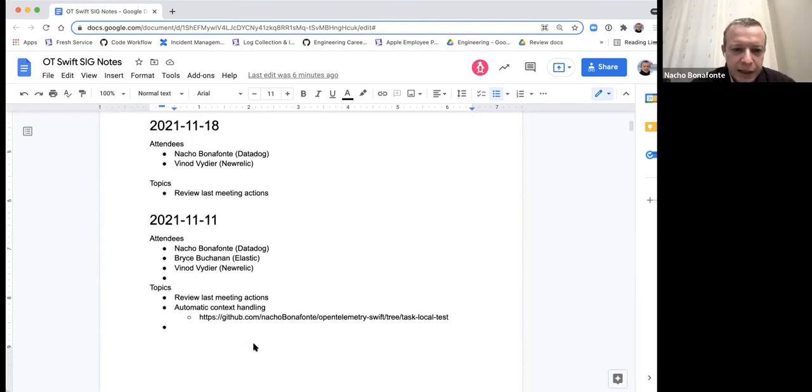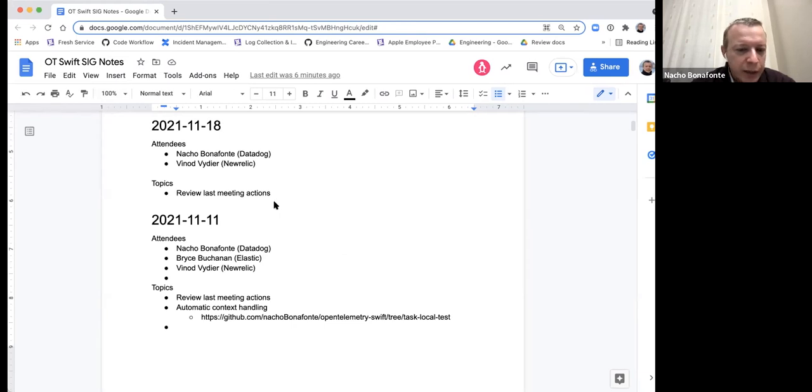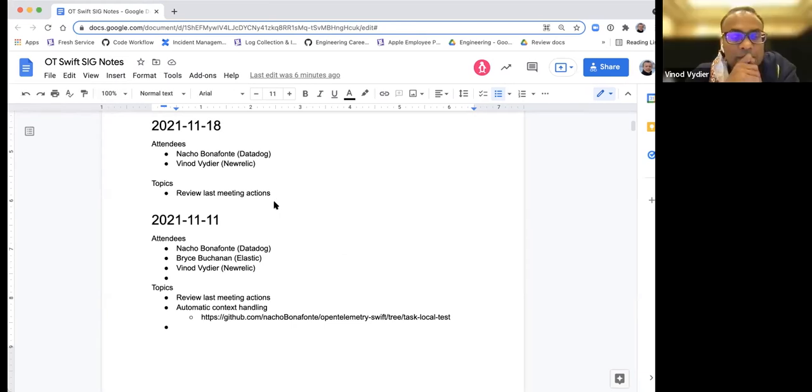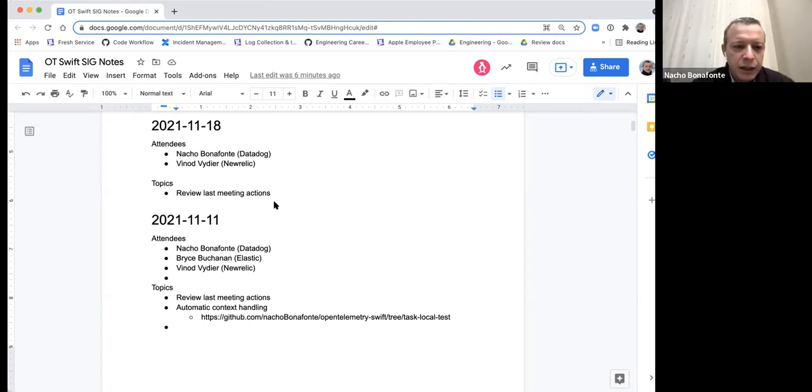And from my side, I have also continued working on the automatic context handling. I am not seeing a good way to solve that because it's not working.